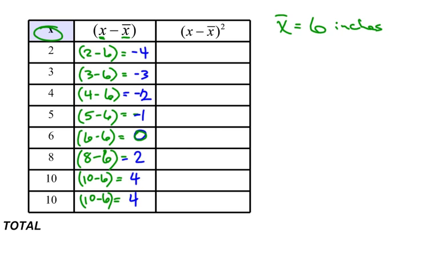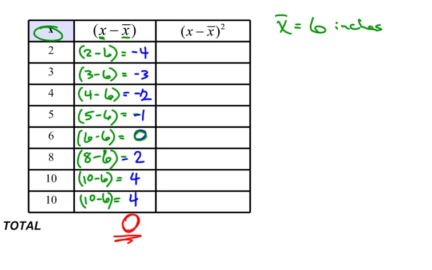Plus 0 is still negative 10. Plus 2 would be negative 8. Plus 4 and plus 4 would make another positive 8 plus the negative 8. That would make a total of 0. Excuse me, I'm getting tangled up in my words. But we got a total of 0 from all those values. So because they all add up to be 0, due to the fact that some are negative and some are positive values, we can't really find the average of those numbers. If we were to add them all up, the average would always be 0.